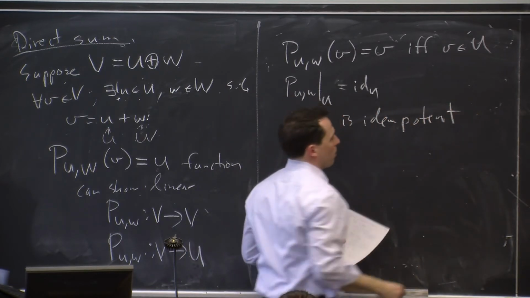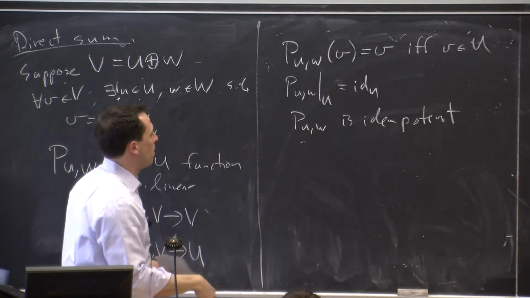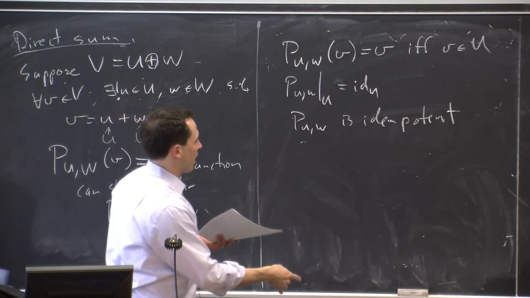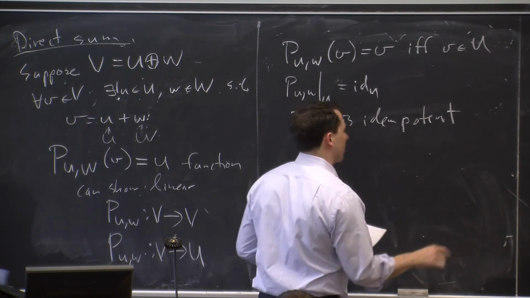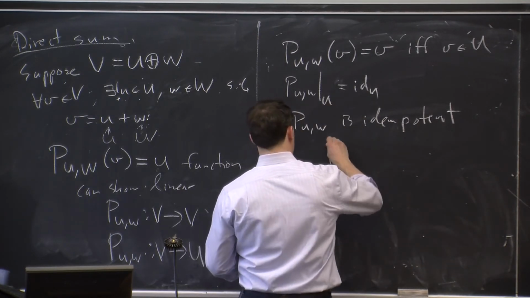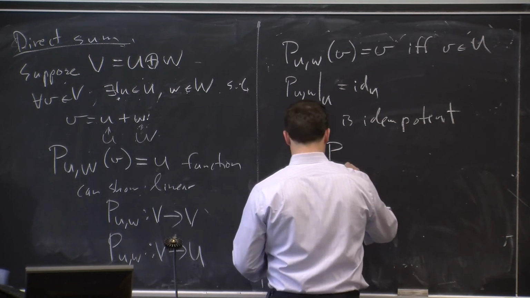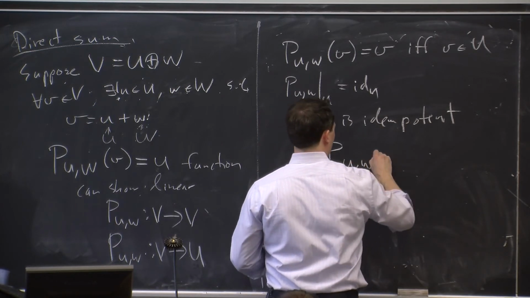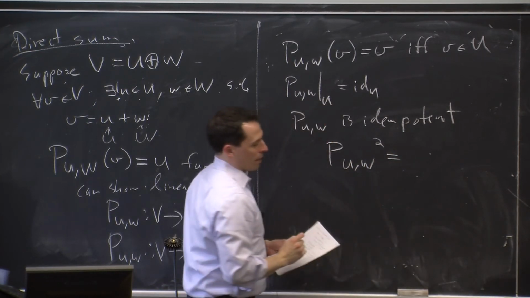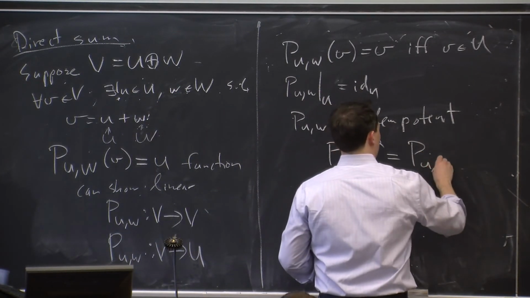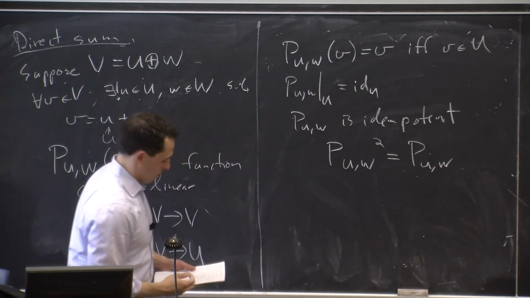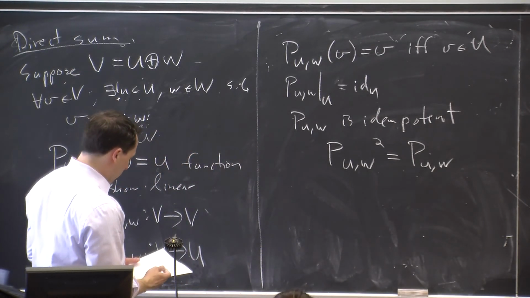Idempotent is something where, if I do it more than once, I get the same. It doesn't change the state of the thing anymore. Like if I unlock a door and I unlock it again, it's still unlocked. So that means that P_UW squared, doing the operation of projection and doing it again, is the same as doing it once. Idempotent linear operator.